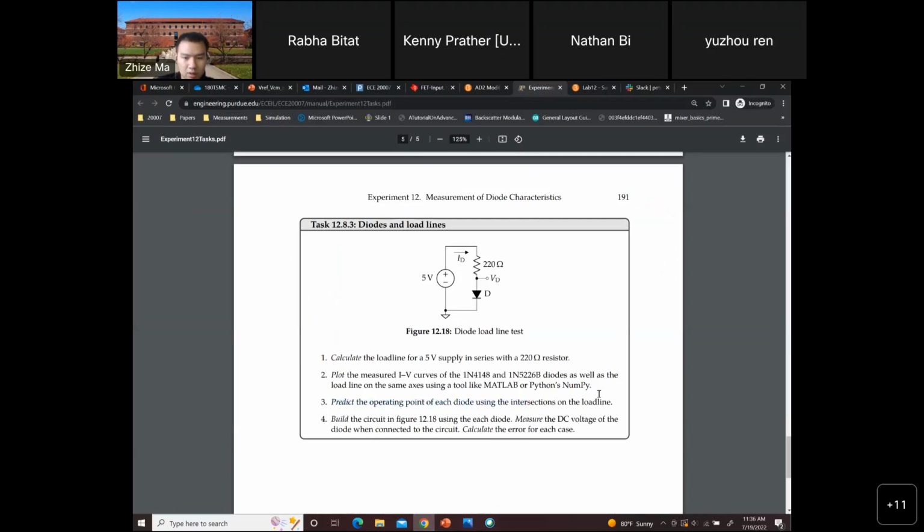After you get the plot, you're going to build this circuit on the breadboard and measure the DC voltage of the diode. Then you can verify the measured operating point with your predicted operating point. They should be very close together if you didn't make any mistake.